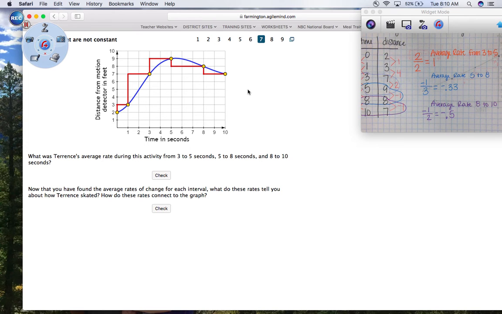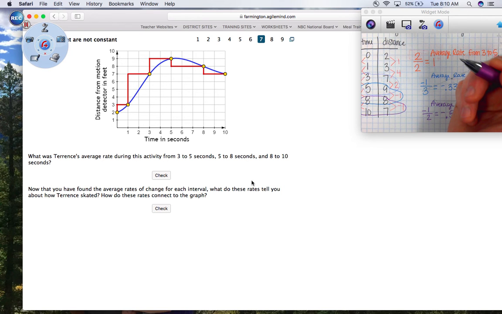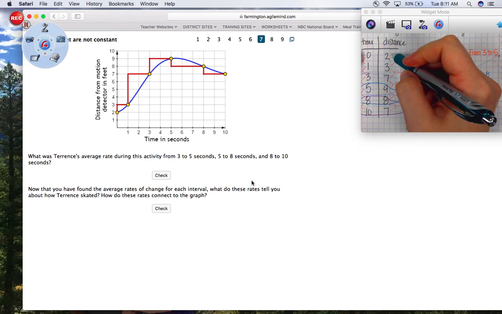You can also say what was the average rate. So if you look, what was the average rate from 0 to 5 seconds? Whatever interval they give you, you're going to just find the rate of that. So average rate from 0 to 5 seconds. So it went from 0 to 5, and it went from 2 to 9. So it went up 7.